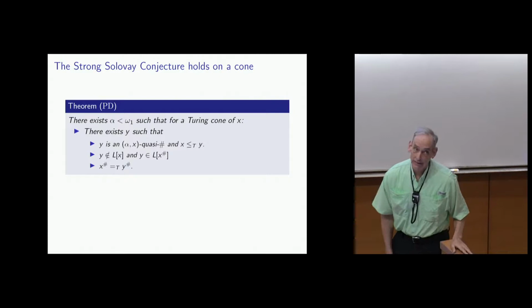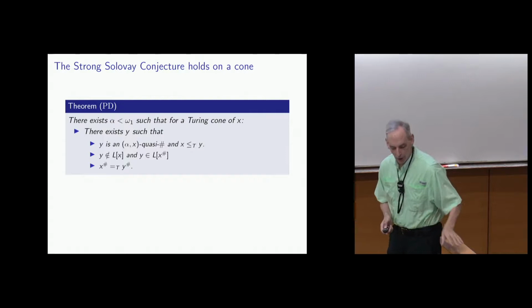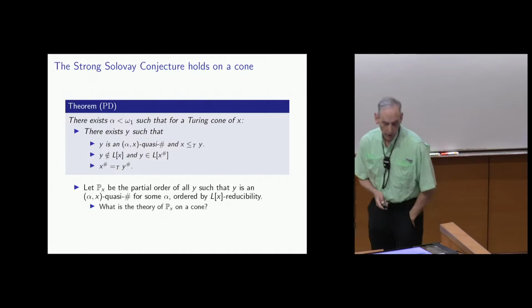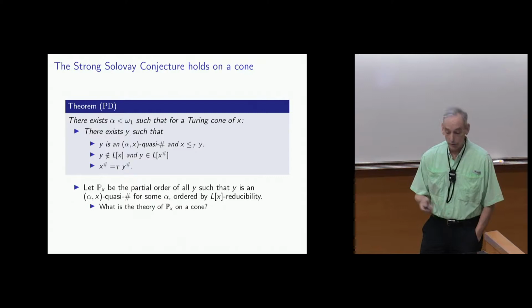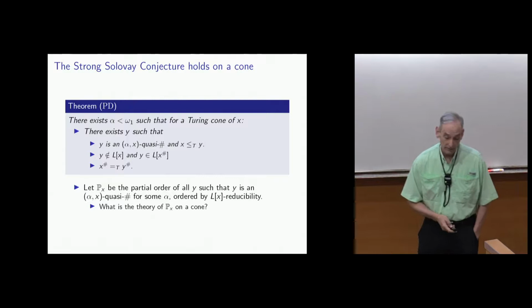All right, so now you can do recursion theory. If you think of the quasi-sharps as the analog of the RE degrees, well, look, you can let P sub x be the partial order of all y such that y is an alpha x quasi-sharp for some alpha, ordered by L of x reducibility. And you can stabilize that theory out on a cone. What is it? No idea.